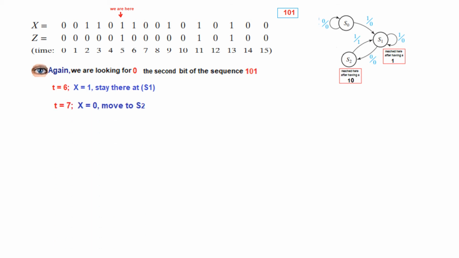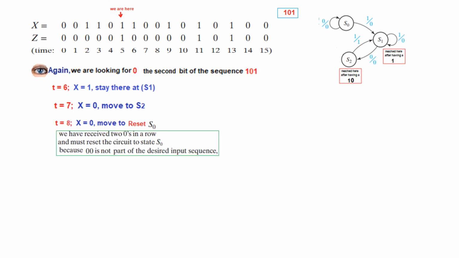Next at T7 we have got a 0. So this is what we were looking for, a 0. So we move to S2. At t equal to 8, we got another 0, which was not desired. We wanted a 1. So since we have received 2 zeros in a row, we must reset the circuit to state S0.